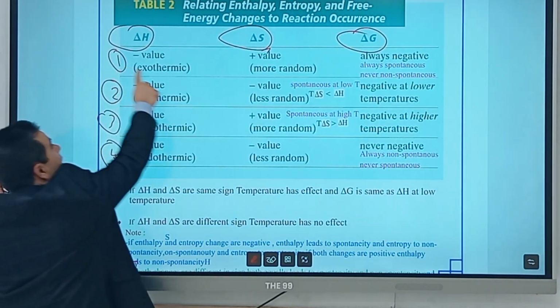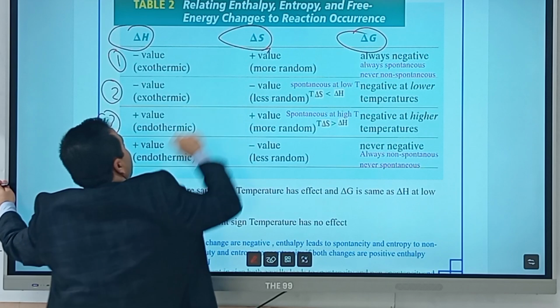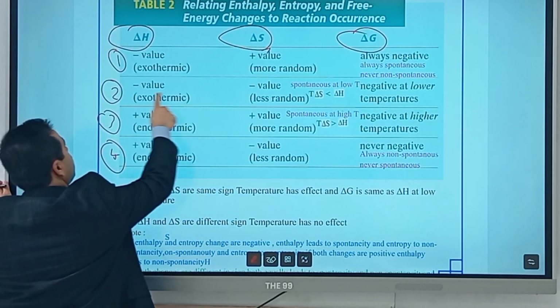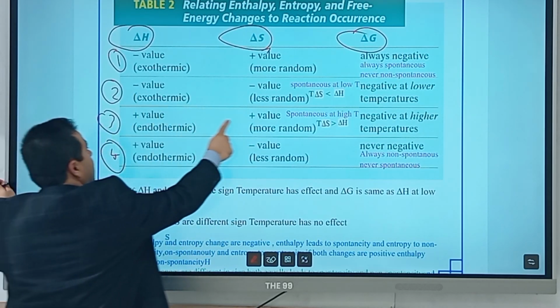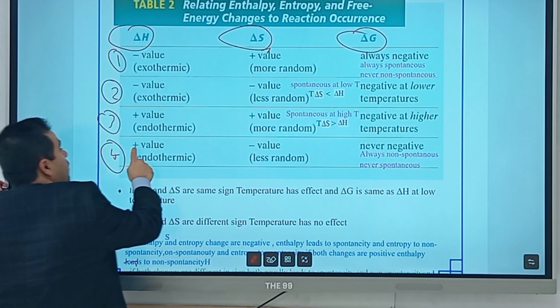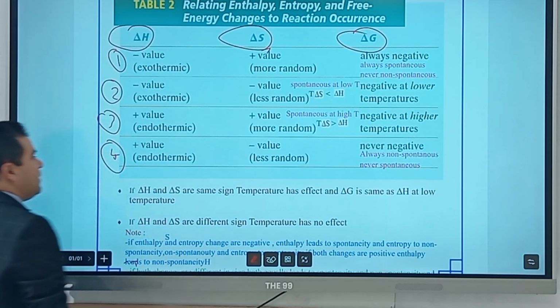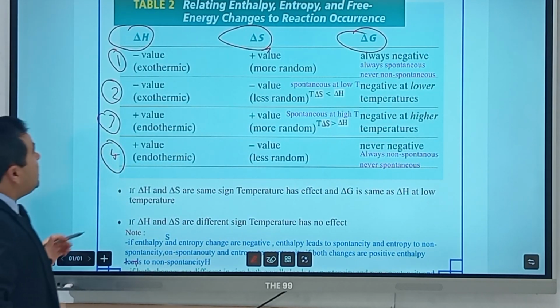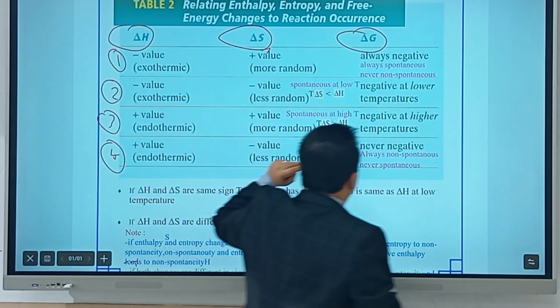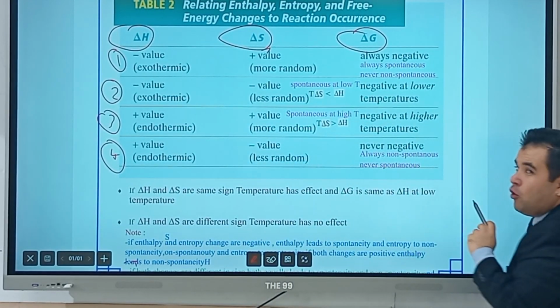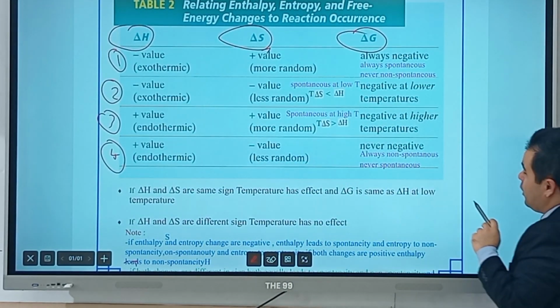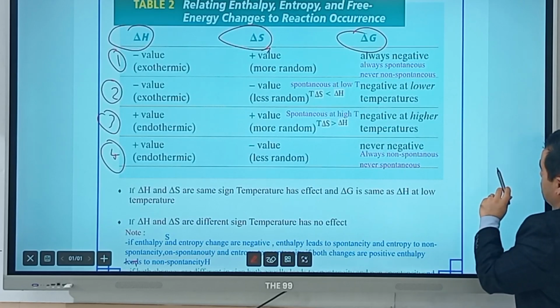The first one, negative enthalpy, positive entropy. The second one, both negative. The third one, both positive. The fourth one, positive enthalpy, negative entropy. Let me show you the first one, how we can predict the sign of the Gibbs free energy. Sorry, guys.